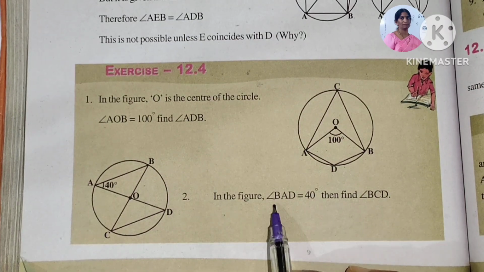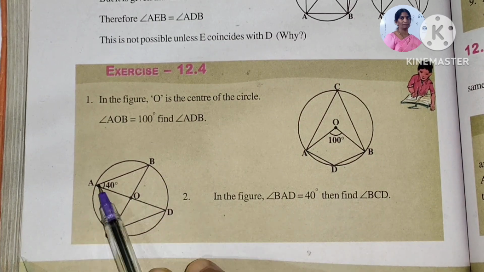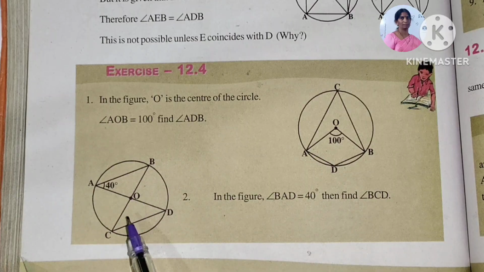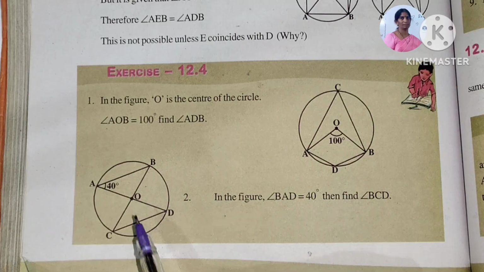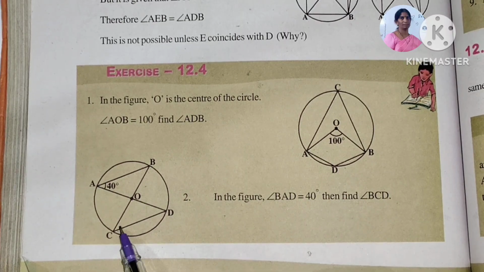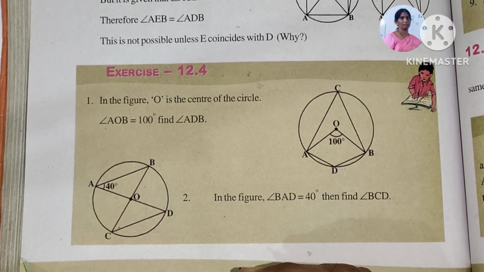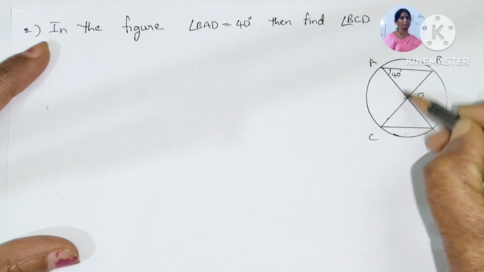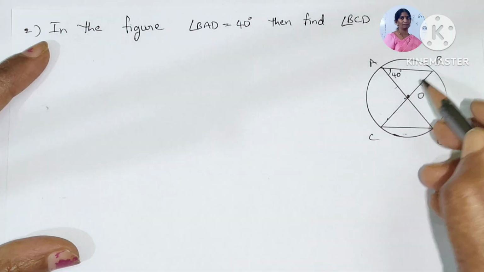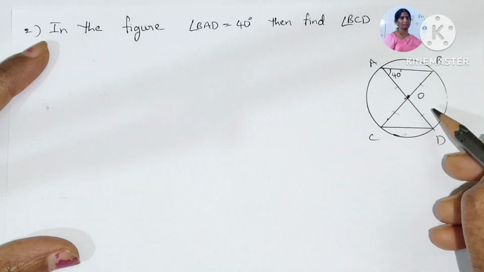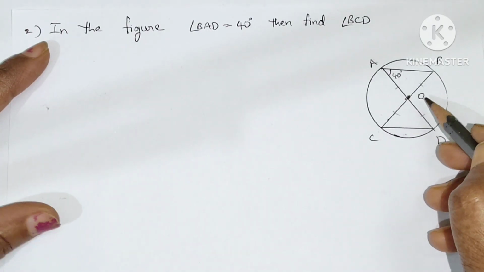Next, second question. In the figure, angle BAD equal to 40 degrees. Then find BCD. Here, BAD equal to 40 degrees, and we are asking for BCD. So first we show these two triangles are congruent. After that, the corresponding angles are equal. Observe the diagram. OA equal to OB, these two are radii of this circle. Next OC equal to OD, these two are also radii. These four are radii in the circle, so these four are equal in length.